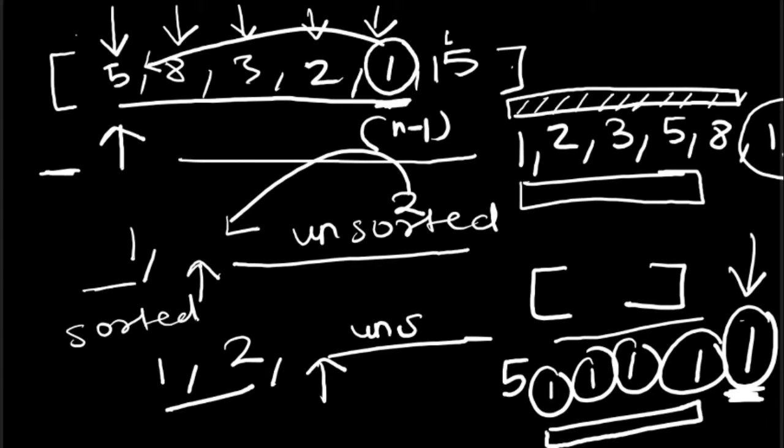So similarly, in the last case also, we don't have to check for the n. Why? Because we can say if n-1 elements are sorted, then automatically the last element is also sorted. So let's just try to implement this in our code. Let's go to the text editor again.